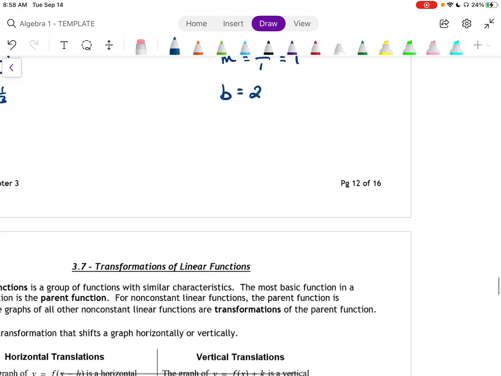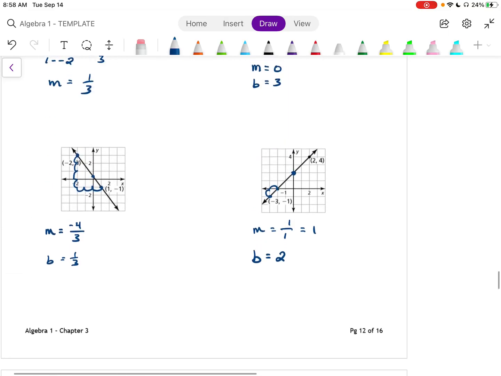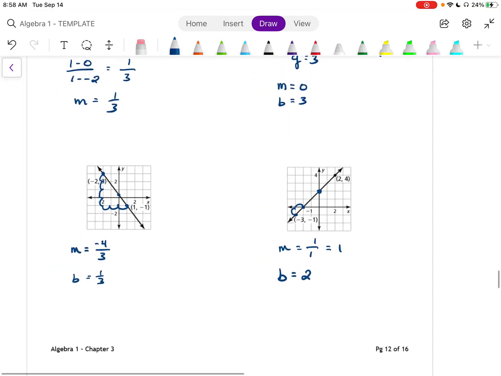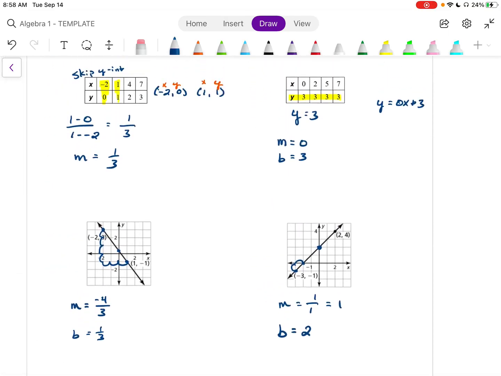All right, and next up, oh, that is it. All right, that is slope and y-intercept. I hope you do well on the homework.